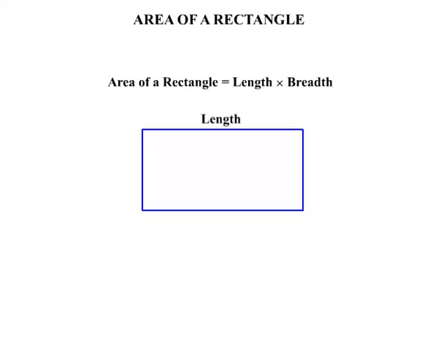Now the area of a rectangle equals the length multiplied by the breadth. You've probably seen that before. There's our rectangle there, the length and the breadth. So A equals LB is a short way of writing that formula. Area equals length times breadth. Excellent. Let's look at some examples now.